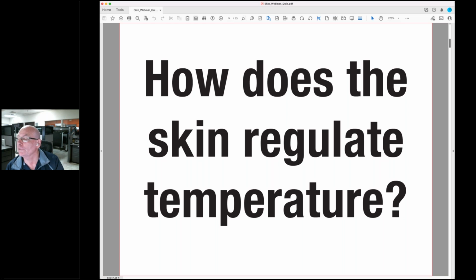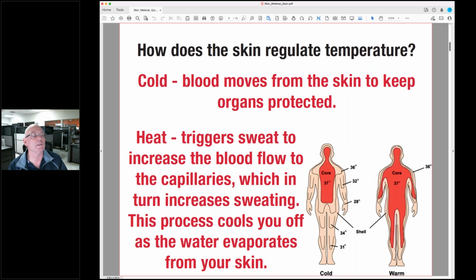All right, some of you are touching on it. Yeah, good job. So I'm going to get into it a little bit with the next slide. So skin regulation, regulating temperature. When it gets cold, blood moves from the skin to keep the organs protected. When it gets hot, it triggers sweat to increase the blood flow to the capillaries, which in turn increases sweating. The process cools you off as water evaporates from the skin.